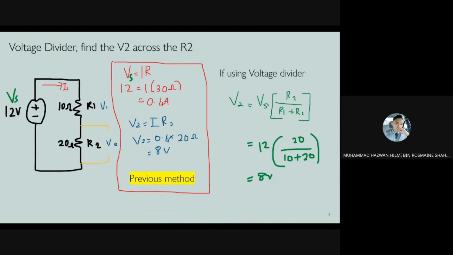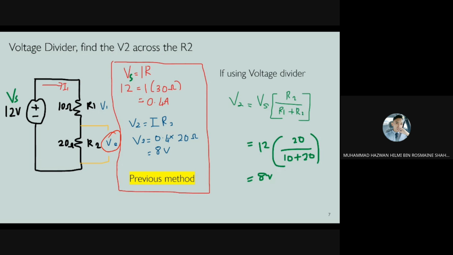So this is an example. If you look at this example, this is the one that came out in last year's final exam. If you look at the final exam question, I already uploaded it in e-learning. You can see one of the questions is about this. Voltage divider, find the V2 across R2. For example, how to get the V2 value. So we already did a calculation before using the previous and conventional method.